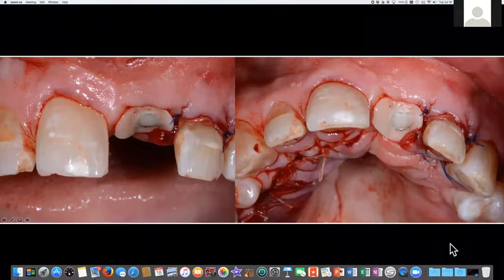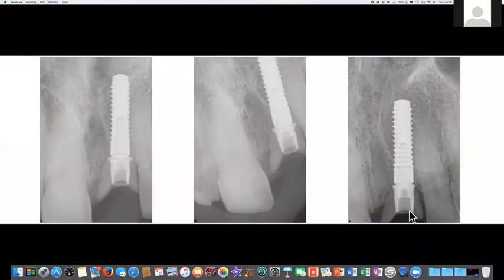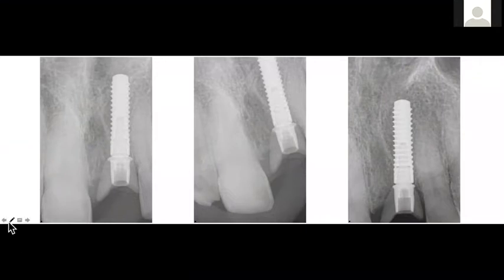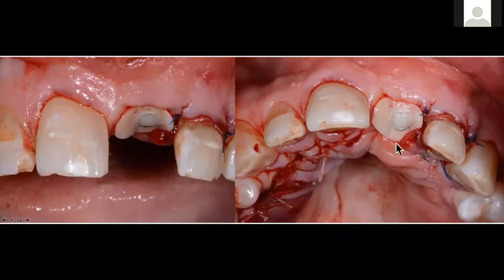Okay. So here you can see the situation right after the surgery. You can see the connective tissue graft. This is where it came from in the palate, and it extends all the way here from number 11 to number 10 to the facial of number 9 underneath the tunnel here. That's the connective tissue graft.